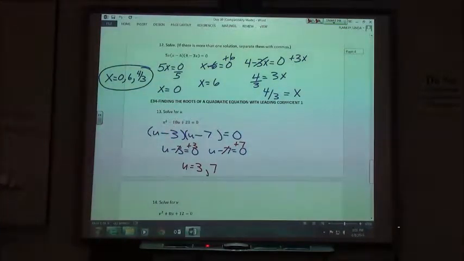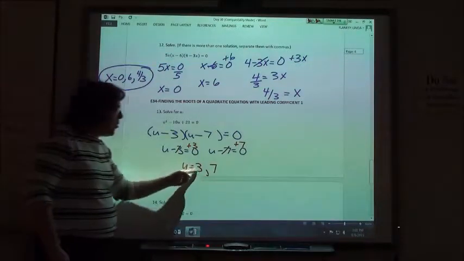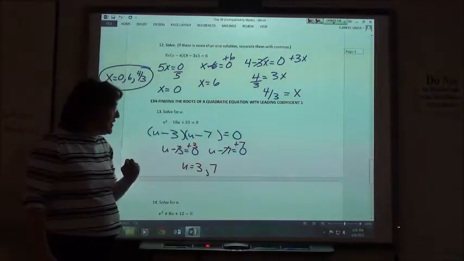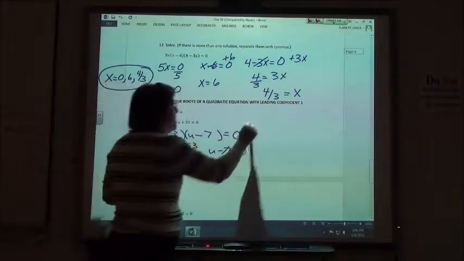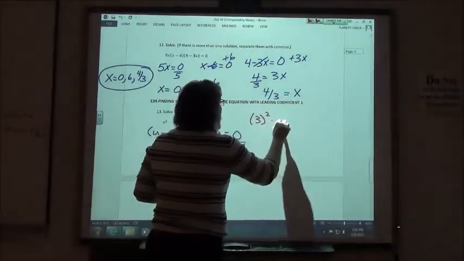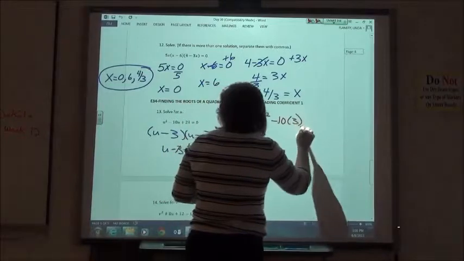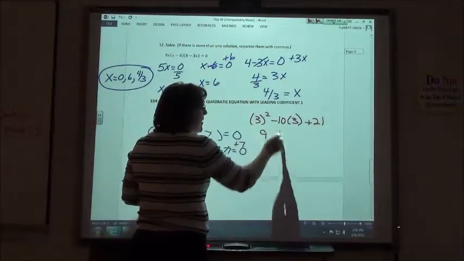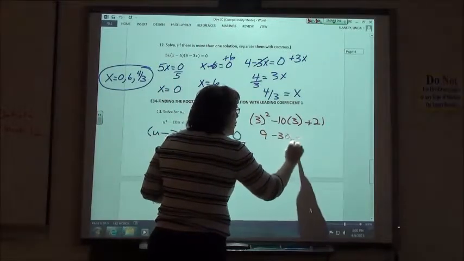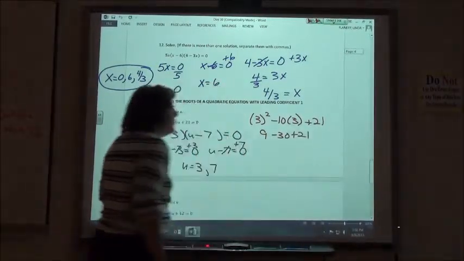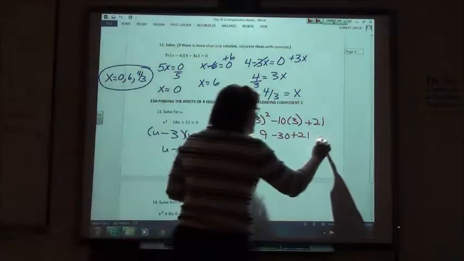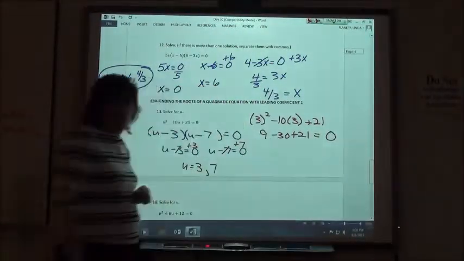Checking that out, what does that mean? It means that these are the only 2 numbers you could ever plug into this equation and get an answer of 0. If I pick the 3, 3 squared minus 10 times 3 plus 21. 3 squared is 9. Negative 10 times 3 is minus 30 plus 21. If you do 9 minus 30 plus 21, sure enough you get 0.